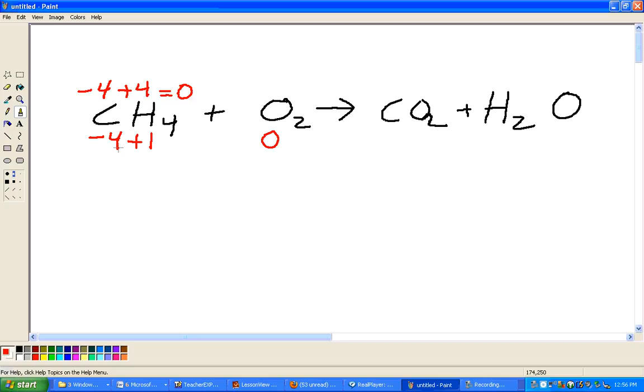We do the same thing here. We locate oxygen in the periodic table. We know he's a -2. 2 of those, -4. That's how I know that the carbon is no longer a -4. He's now a +4. He has had an electron change.